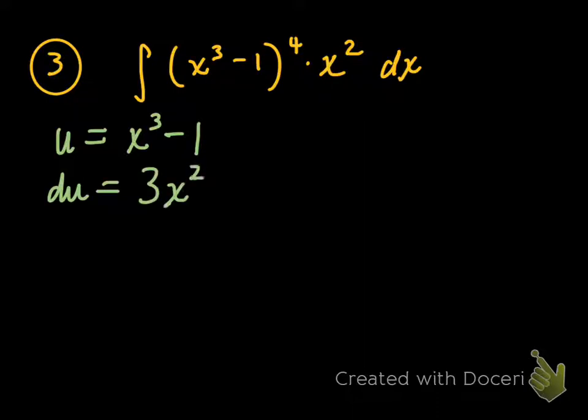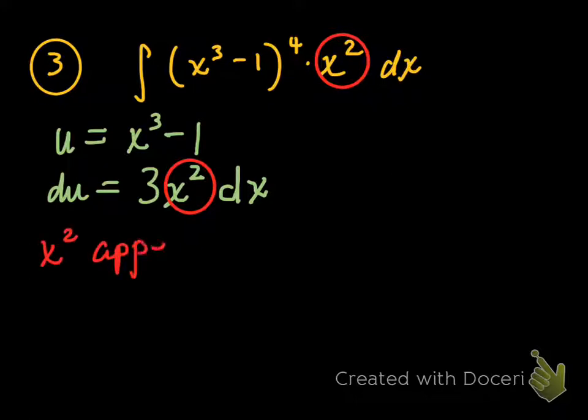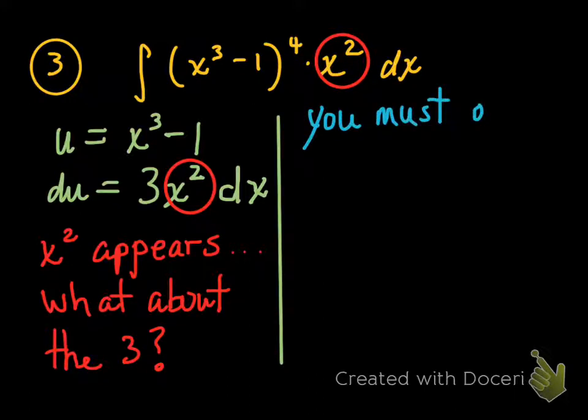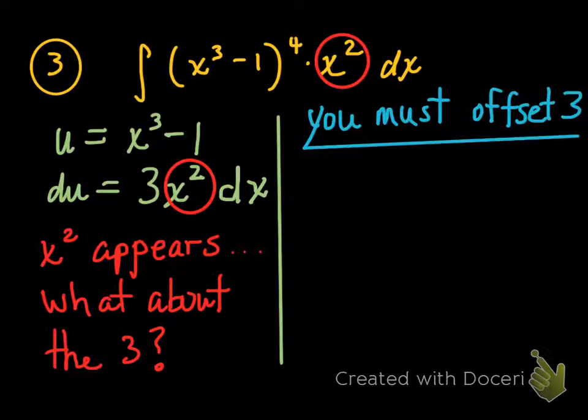So du does indeed equal 3x squared dx. And my predicament is, yep, I see the x squared. That part of the derivative appears. But what about that 3? So the technique here, whenever the derivative does appear but you're just off by a constant, is what we term as offsetting that constant. So the note is that you must offset that 3.